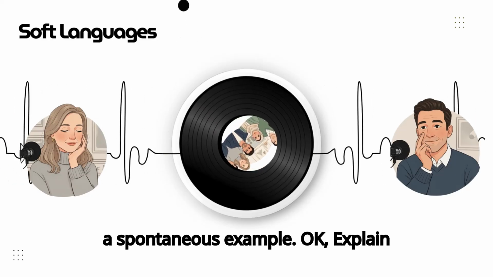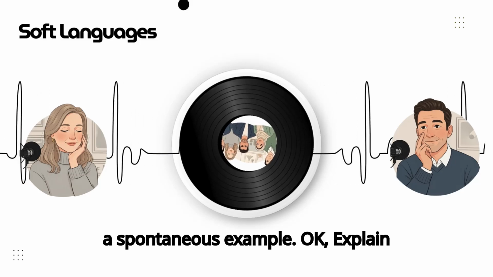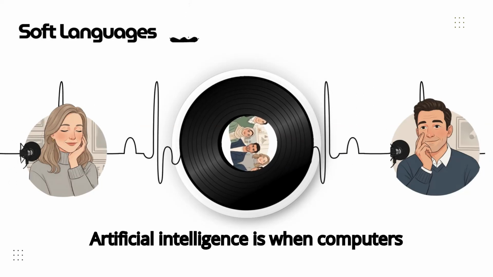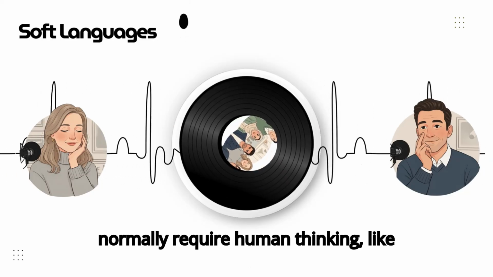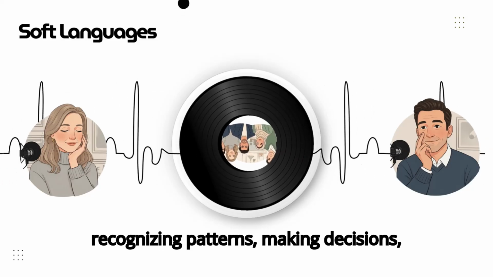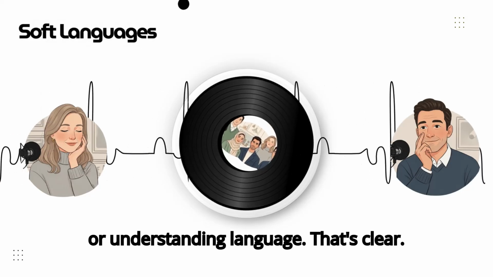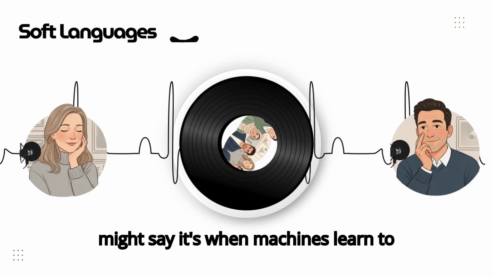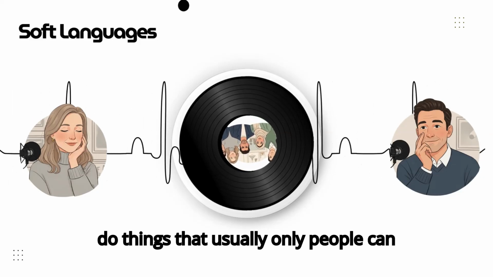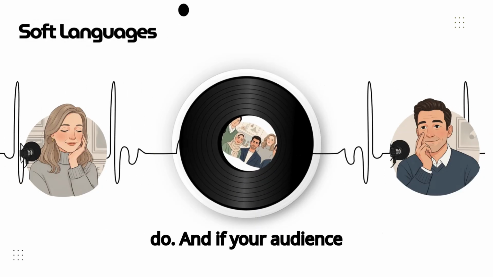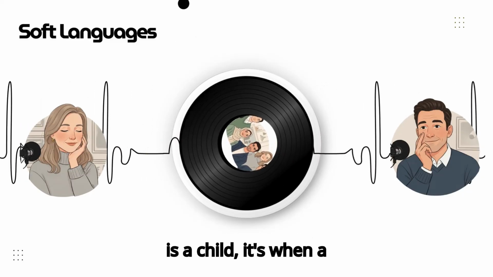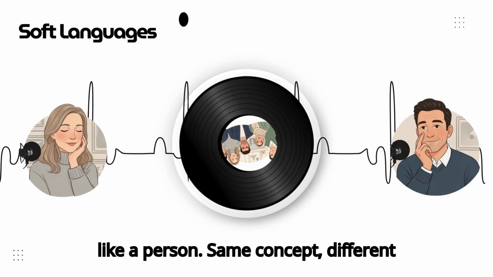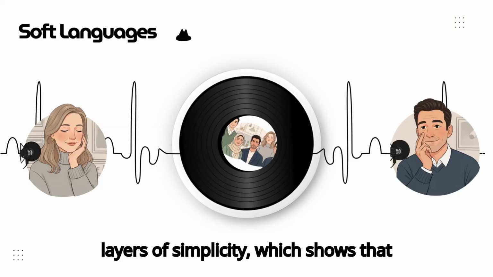Let's try a spontaneous example. Okay, explain artificial intelligence in simple terms. Artificial intelligence is when computers are designed to perform tasks that normally require human thinking, like recognizing patterns, making decisions, or understanding language. That's clear. If I wanted to simplify further, I might say, it's when machines learn to do things that usually only people can do. And if your audience is a child, it's when a computer can think a little bit like a person. Same concept, different layers of simplicity. Which shows that simplicity is adaptable.